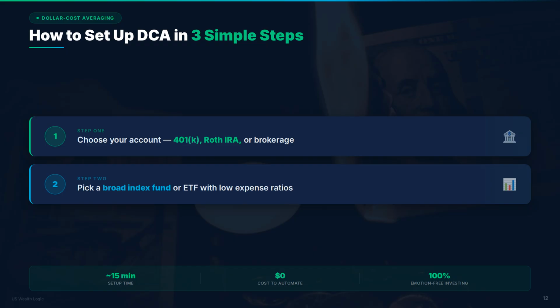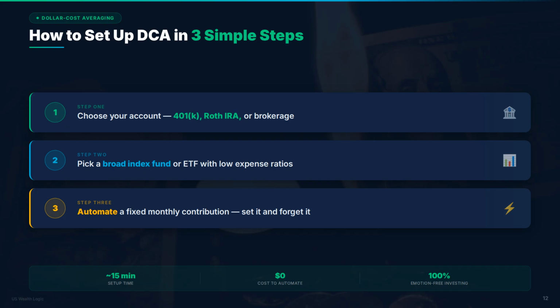Step 2. Choose a broadly diversified index fund. Look for low expense ratio funds that track the total US market or the S&P 500. Step 3. Automate it. Set up automatic contributions on the same date each month so you never have to think about it. Remove the emotion, remove the decision, and let the strategy do the work.